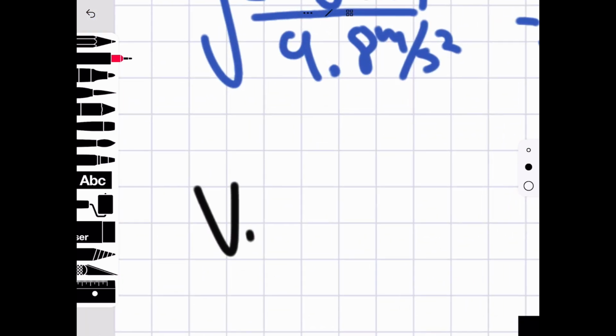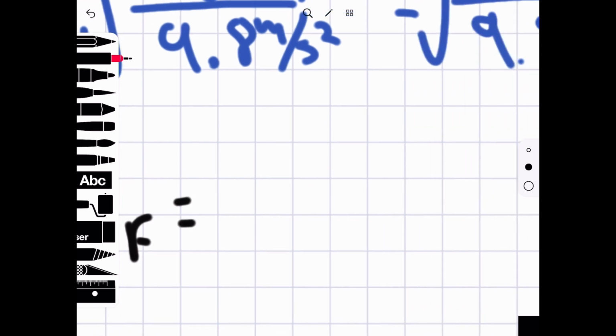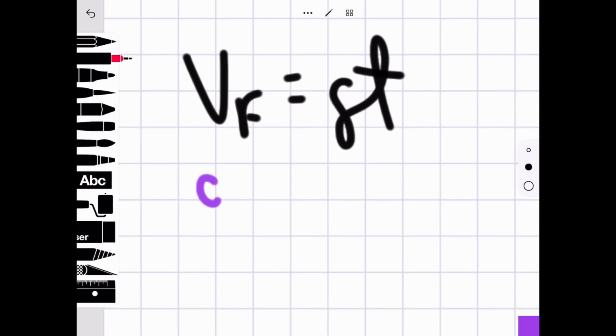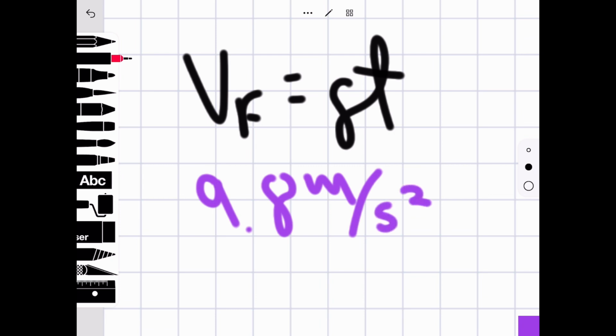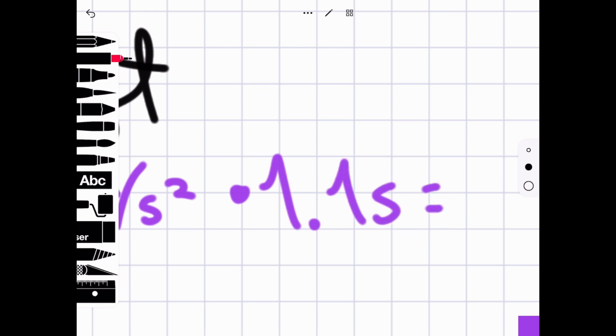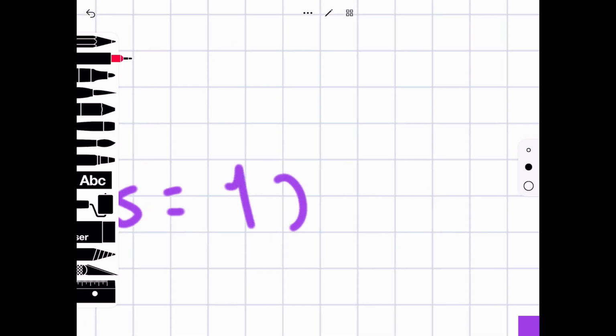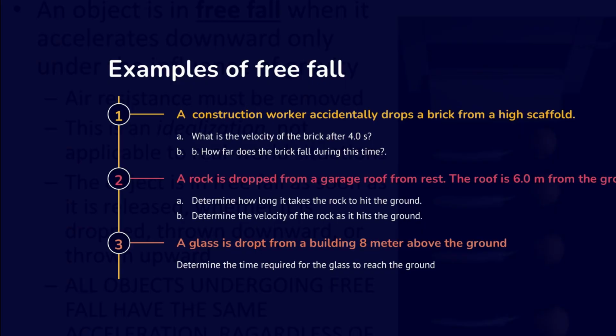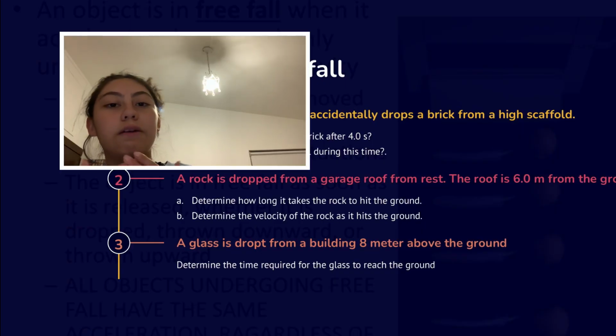Okay, now we want to calculate the final velocity, and the formula is gravity multiplied by time, that is 9.8 meters divided by seconds squared multiplied by 1.1 seconds, and that's equal to 10.78 meters divided by seconds, the velocity of the rock as it hits the ground.